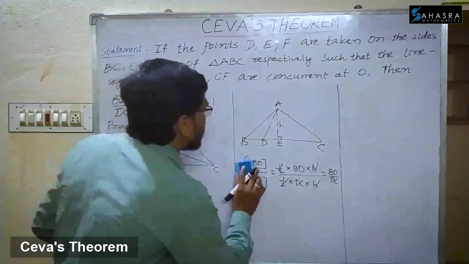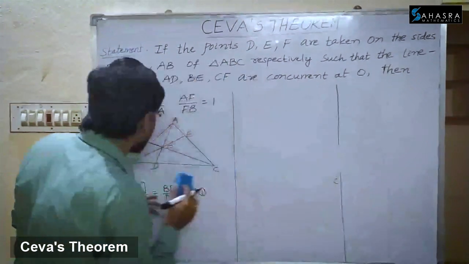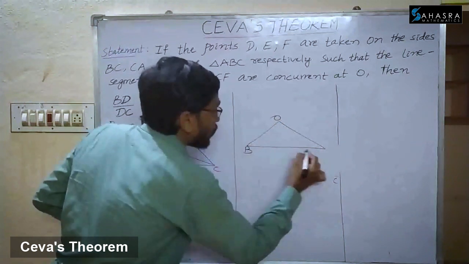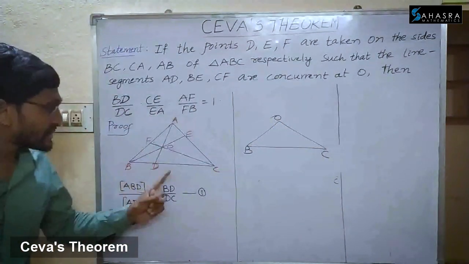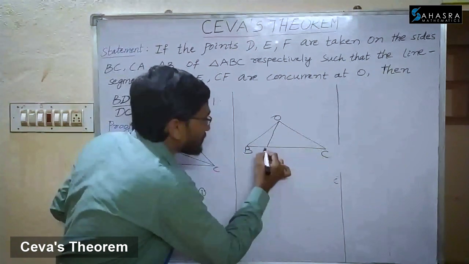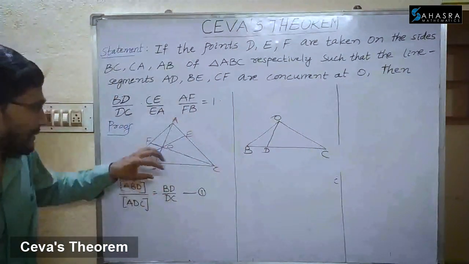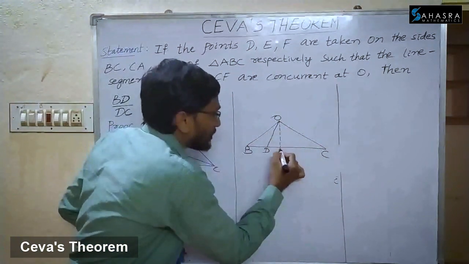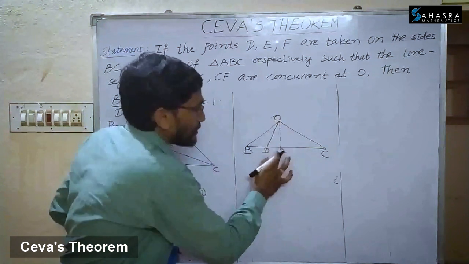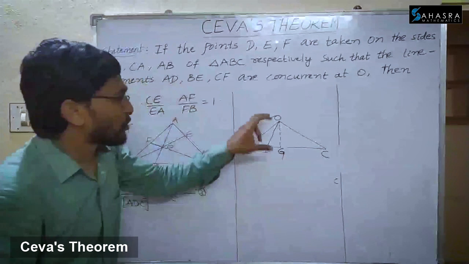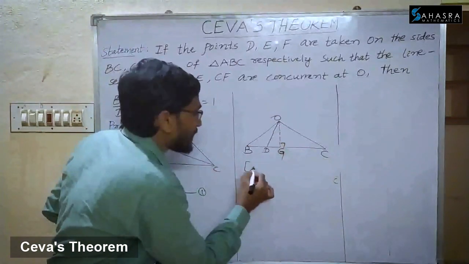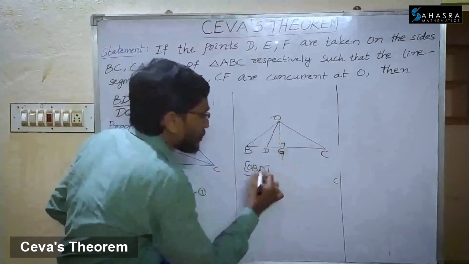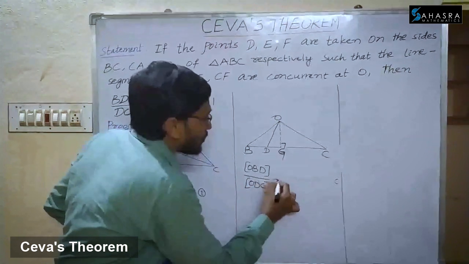Similarly, let us observe another triangle, triangle OBC. In triangle OBC, OD is one of the cevians. If we consider this triangle, I want to draw one altitude, let it be OG. OG is the altitude. Now find the area of triangle OBD divided by the area of triangle ODC, with the altitude let it be H dash.